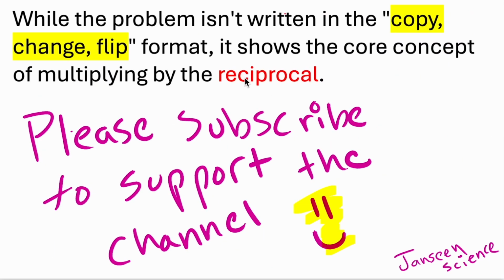While the problem isn't written in the copy change flip format, it shows the core concept of multiplying by the reciprocal.